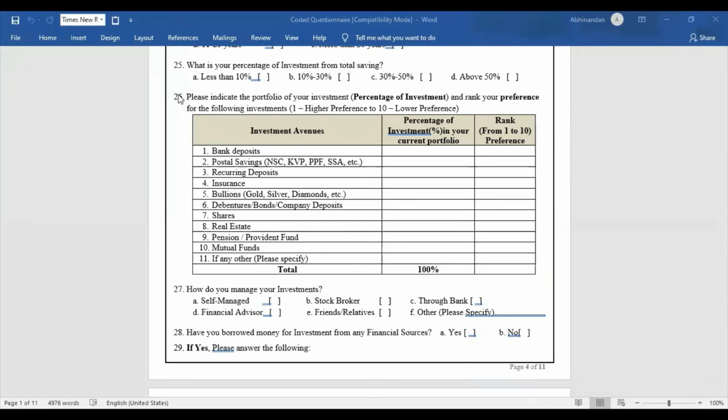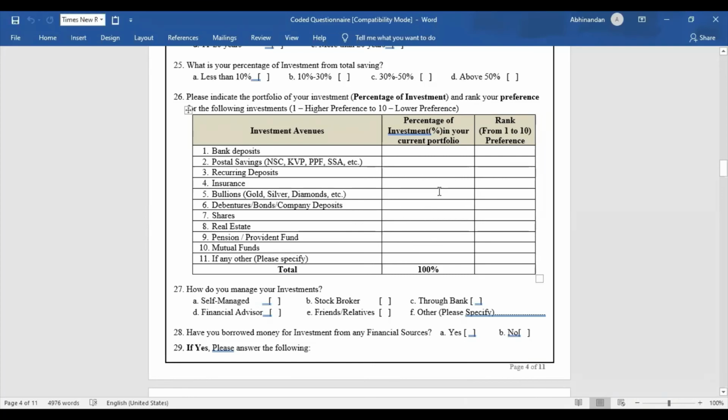See here, the 26th question. Please indicate portfolio of your investment, percentage of investment, and rank your preference. Here, two questions are there. First one is percentage of investment in your current portfolio, and the second one is rank from 1 to 10 your preference. Can you tell me the first question, the percentage of investment in your current portfolio, which type of data? They have to write the percentage. In bank deposit, they have to write whether it is 10%, 20%, any value.